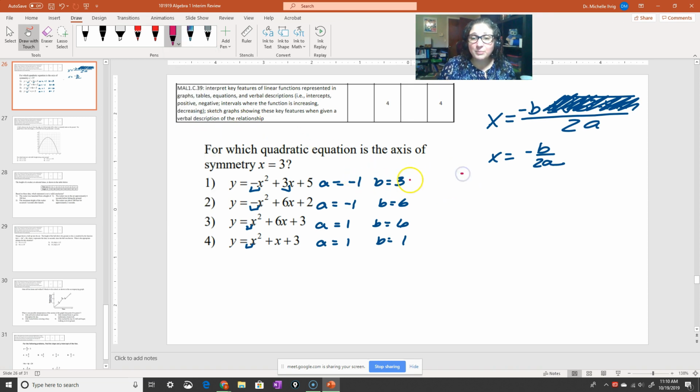So let's look. Opposite of b over 2a: -3 over 2 times -1. That gives me -3 over -2, which is 3/2, which is not 3. So it's not choice 1. Remember, I'm trying to get 3. Let's go down here, where the opposite of b is -6.